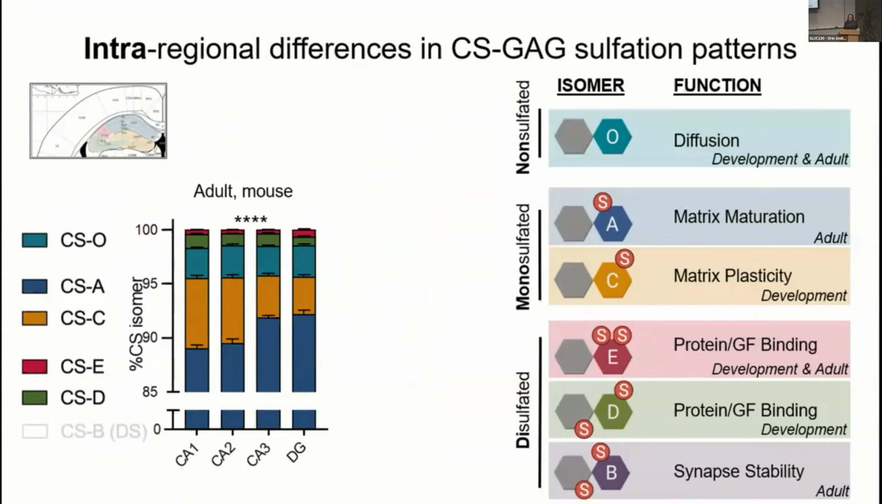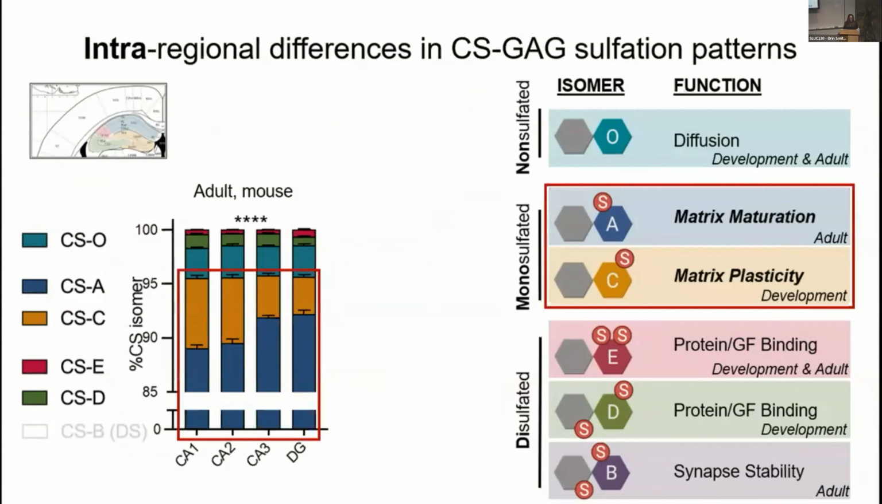So unfortunately, dermatan was too low of abundance to accurately quantify, but I did get quantification for the 5 main chondroitin sulfate isomers. What we found was that there are vast differences inter-regionally and intra-regionally between the hippocampal subregions, where surprisingly, it's the CA1 that shows the greatest plasticity in the hippocampus, and the dentate gyrus shows the least amount of plasticity. And that is observed by the increase in the developmental C isomer here in the CA1 in gold, and the decrease into the dentate gyrus.